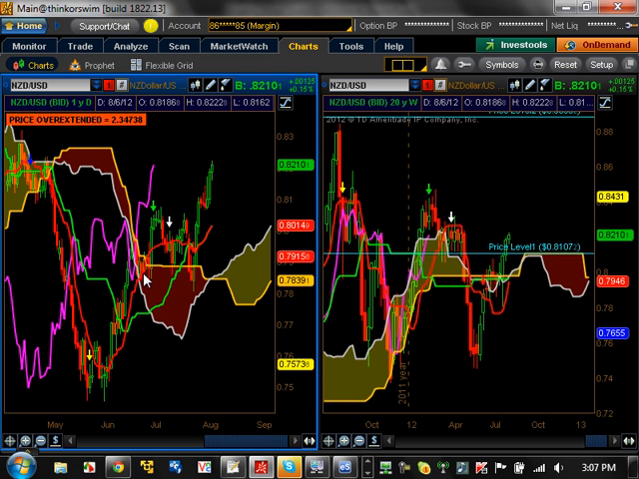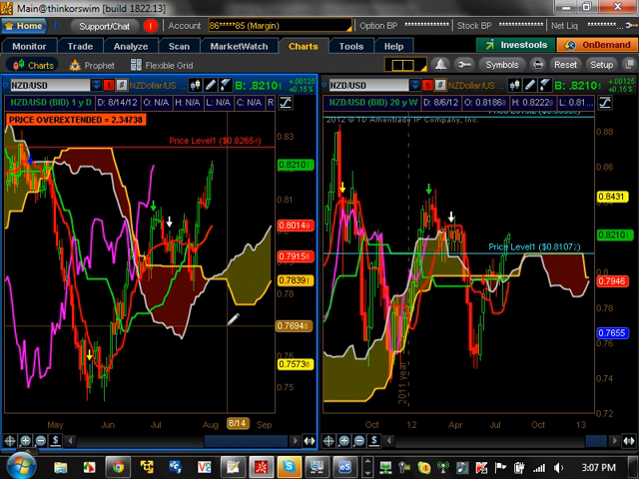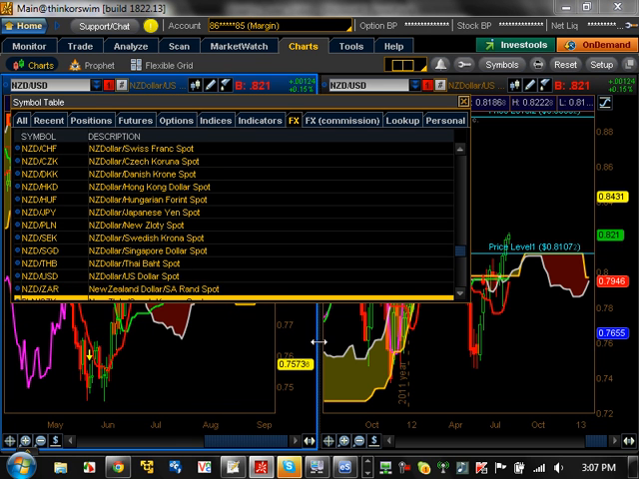New Zealand USD, nothing really going on here. Looks like it's trying to start a trend here, but it looks like it'll probably get to about 82.65, which is its next major resistance, and basically the major support is going to be right around 80.14 moving forward.